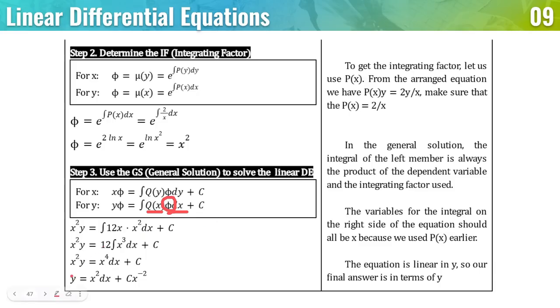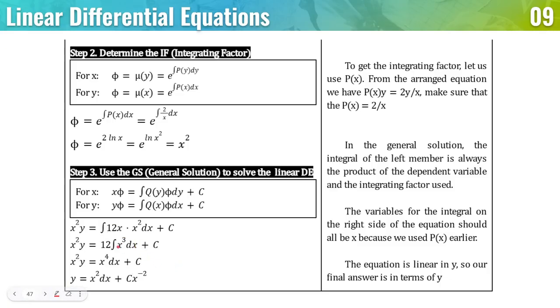And when you substitute that, you should get x squared y is equal to the integral of 12x times x squared dx plus c. So 12 can be brought outside, and you're left with x cubed dx plus c. In this case, there's no need for integration by parts. You just integrate it as it is.